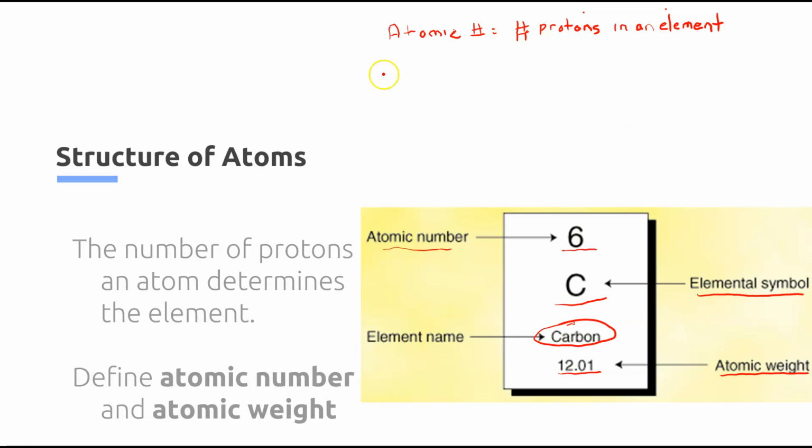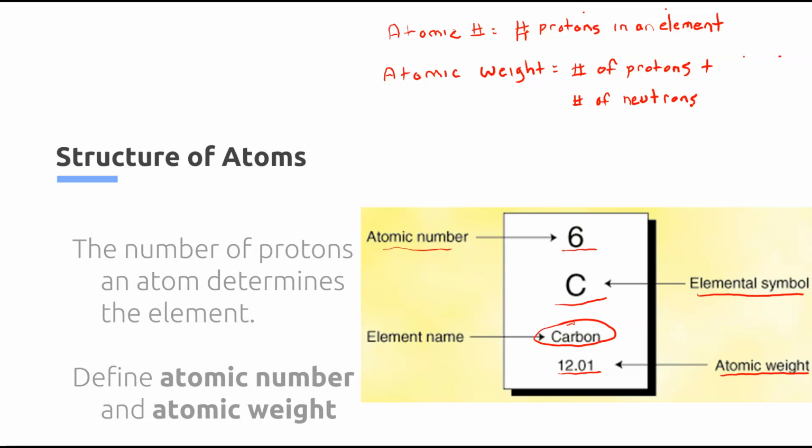Now, atomic weight. The atomic weight is the number of protons plus the number of neutrons. So number of protons plus the number of neutrons. Okay? Now, if you know the atomic weight of an atom and you know the number of protons, then you can determine the number of neutrons.